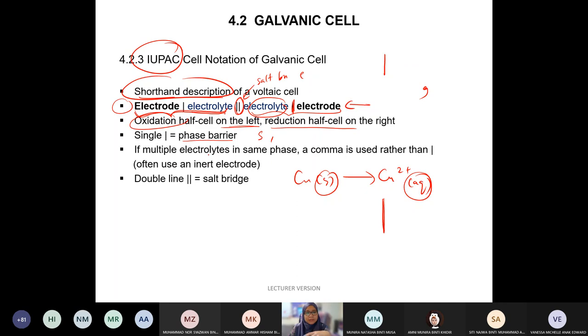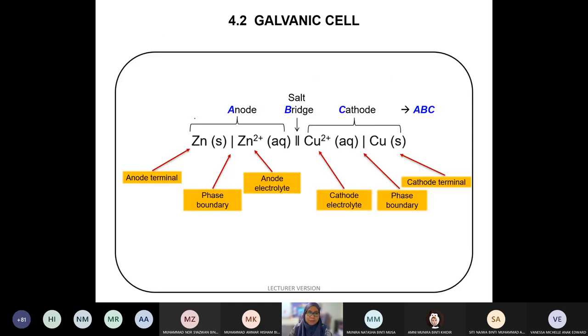If there are multiple electrolytes in the same phase, a comma is used rather than the single line. Normally we use a comma when we have the same phase, and we are going to be using the inert electrode. So this is basically the cell notation. We will look at the example later on, how to make use of this cell notation. It looks a bit blurry, but it's okay, we need an example. This is how it is.